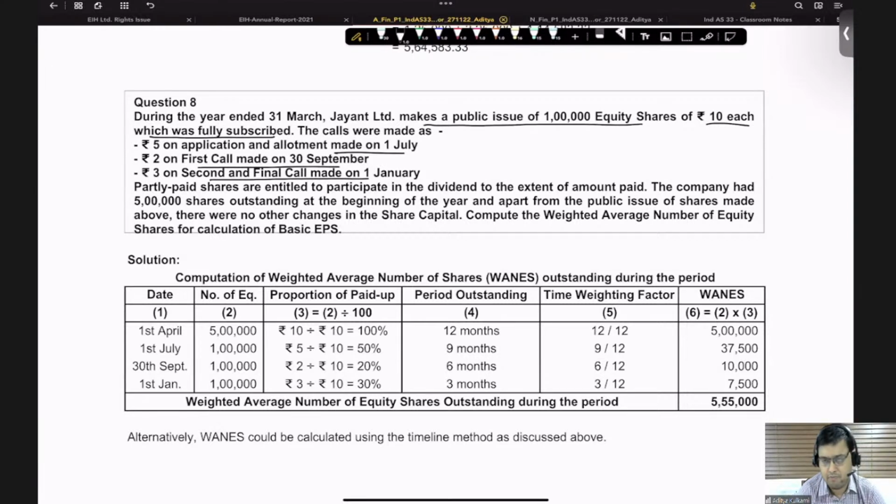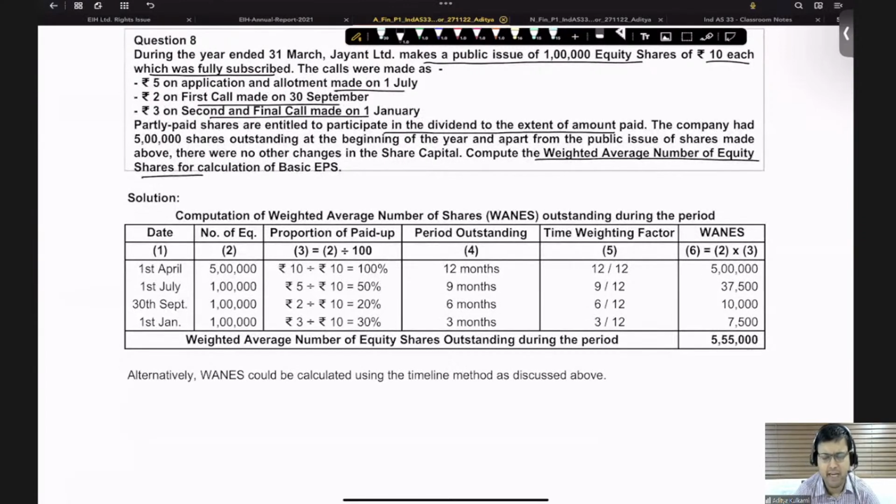So it is being paid in parts. Partly paid shares are entitled to participate in the dividend to the extent of amount paid. So proportionate dividends are there. The company had 5 lakh shares outstanding at the beginning of the year, and apart from the public issue made above, there were no other changes in the share capital. Compute the weighted average number of equity shares for calculating the basic EPS.